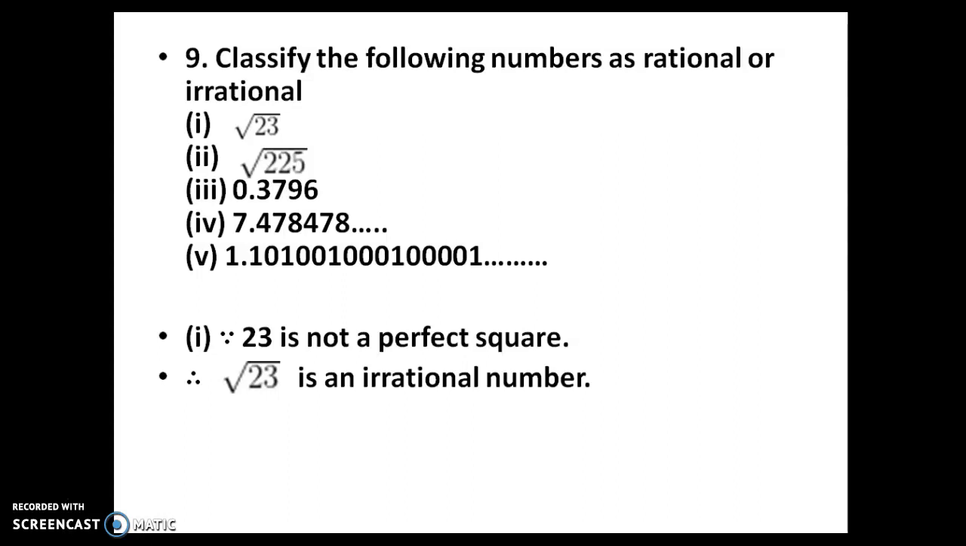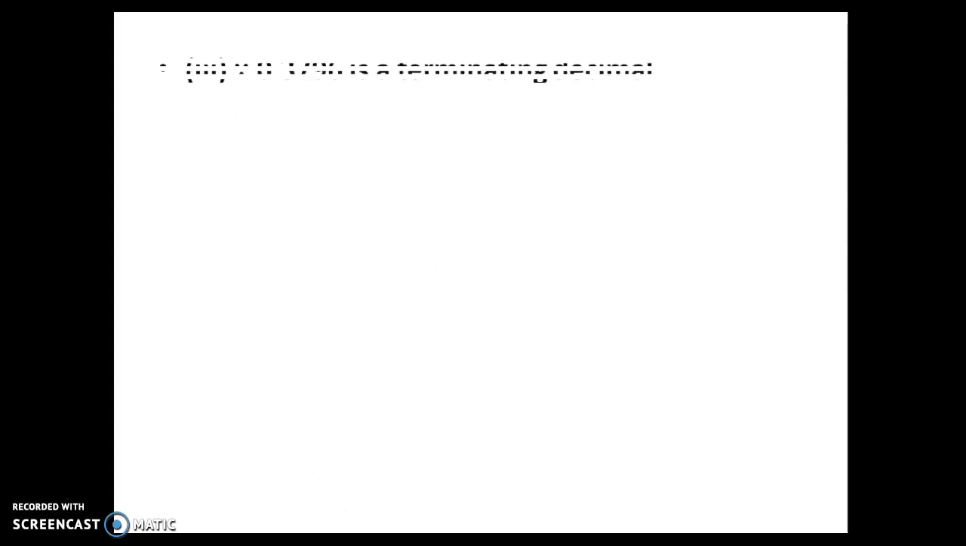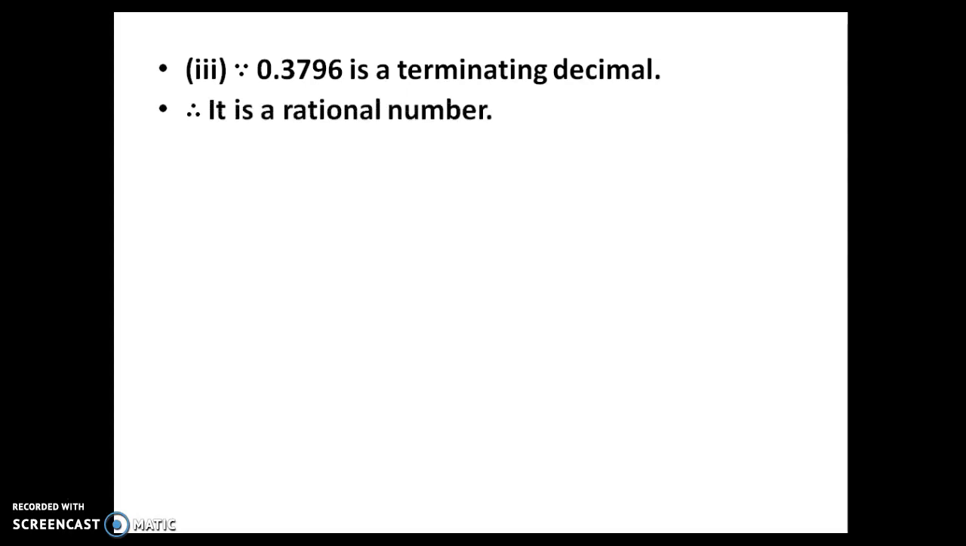Okay, then next one, square root of 225. So 225 is a perfect square, because 15 squared gives 225. 15 into 15 is 225. So this is a perfect square. So it is a rational number. Then next one, 0.3796. It's a terminating decimal number. The decimal number is terminating, it is ending with 6. So this is a rational number.